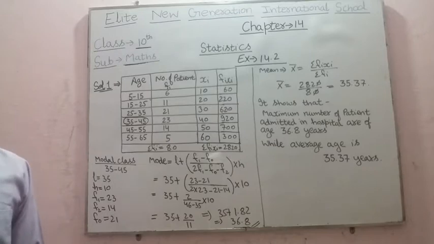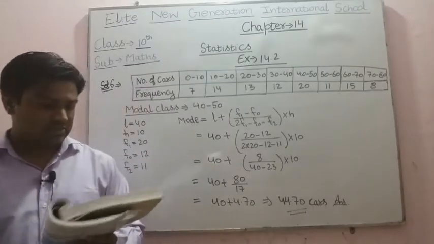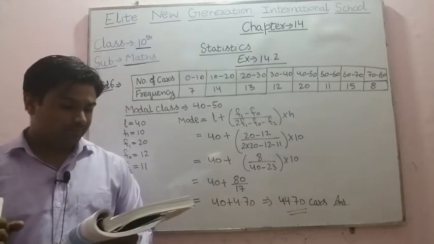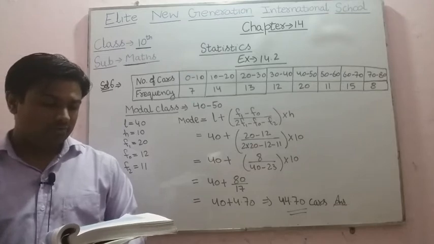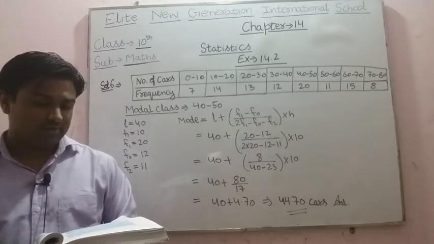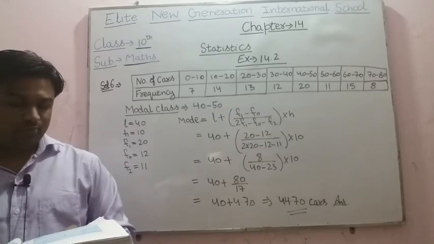Now after this, see the next question. So after this, see question number 6. In question number 6, a student noted the number of cars passing through a spot on a road for 100 periods each of 3 minutes and summarized it in the table given below. So find the mode of the data.